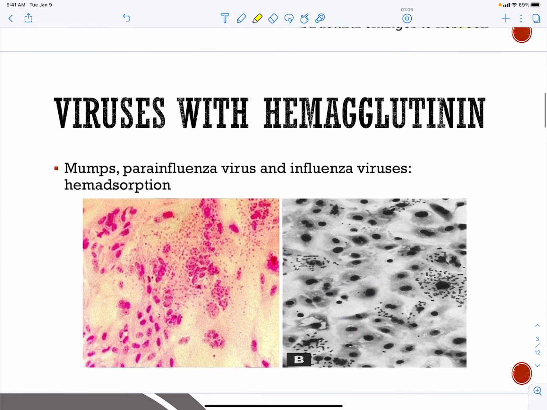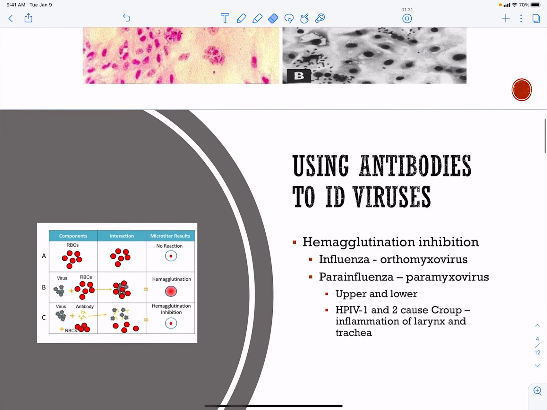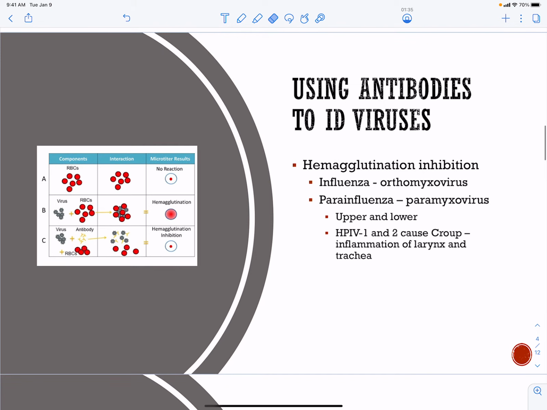Now, there are also hemagglutinin assays. There are some viruses that have hemagglutinin proteins, and these can cause agglutination of your red blood cells. So mumps, parainfluenza virus, and influenza viruses all have the ability to absorb heme. They have the hemagglutinin proteins on their surface. So we use antibodies to identify many viruses.